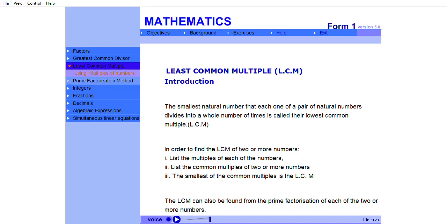Introduction. The smallest natural number that each one of a pair of natural numbers divides into a whole number of times is called their lowest common multiple.